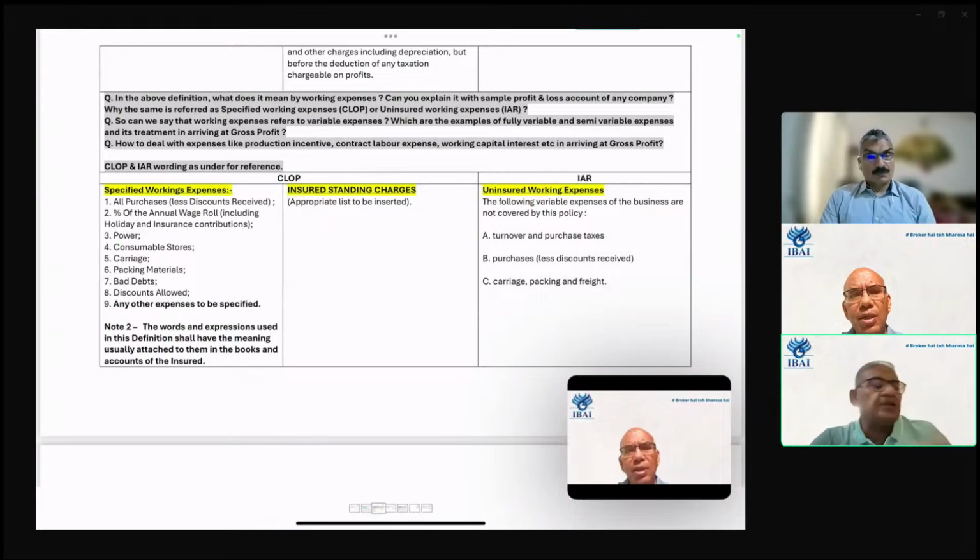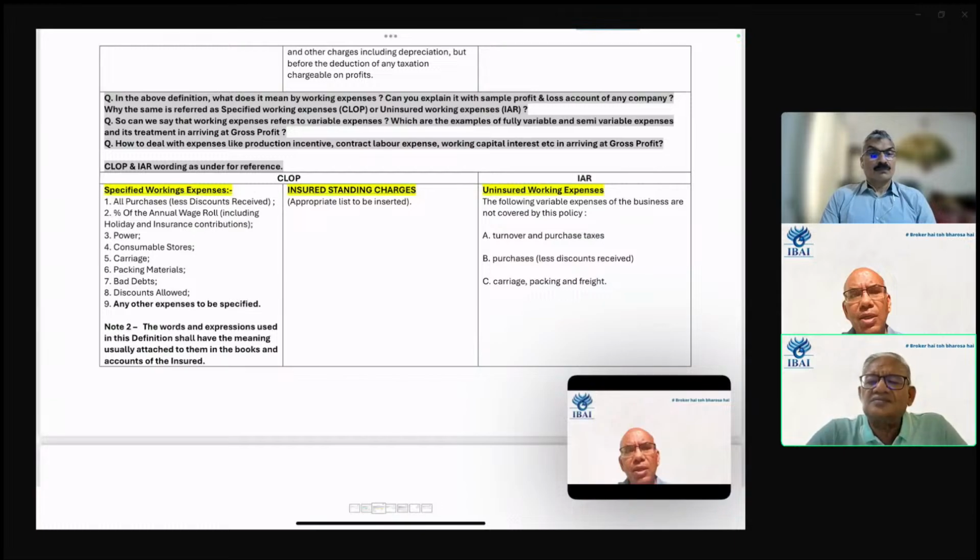Yes, sir. Then what is insured standing charges? Is it the same or different? We discuss that in great detail. Fixed charges is insured standing charges. My question is, specified working expenses is variable. Is it correct? Right. And insured standing charges is the fixed charges. So let us put it this way to solve your question. Every expenditure will go either into the left column or the right column, that is, the middle column.